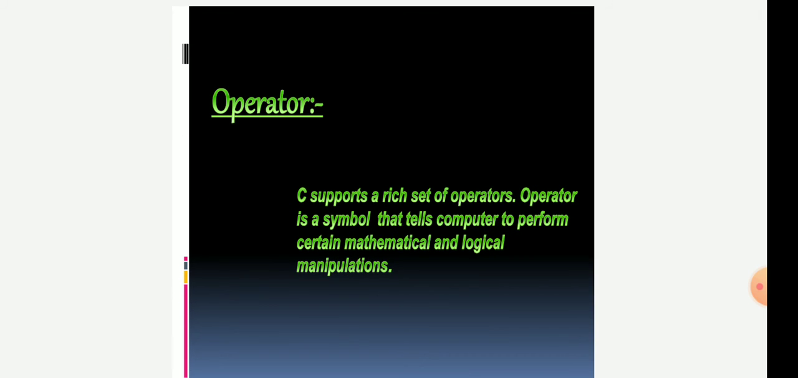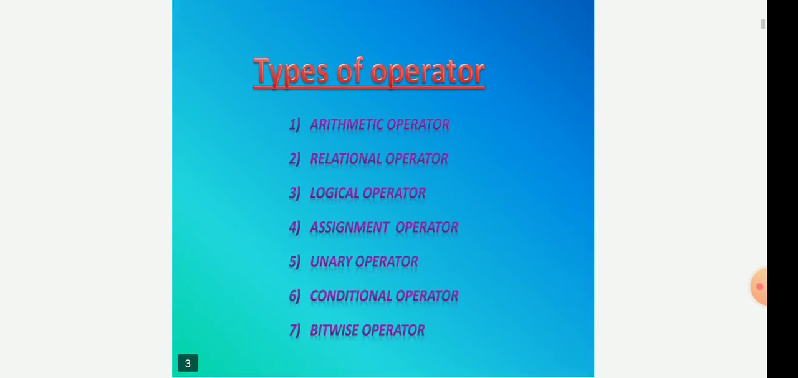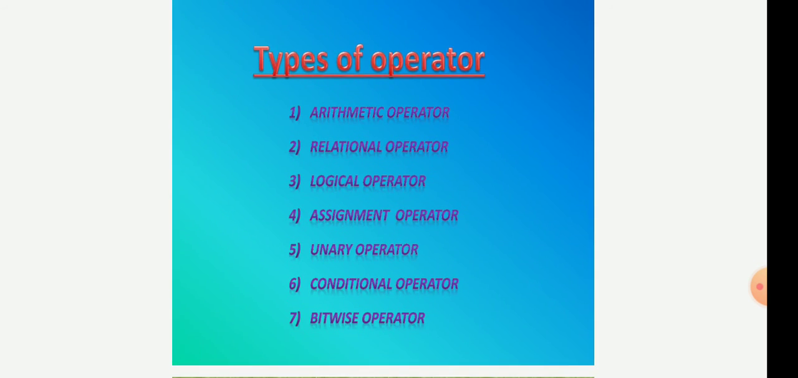So dear students, basically in C, operators are symbols that are used to perform some operation. As the name indicates, an operator is used to operate on something. In C, the operator is a symbol which is used to perform some operation, and that operation is sometimes mathematical, sometimes logical. Then how many types of operators are there in C?